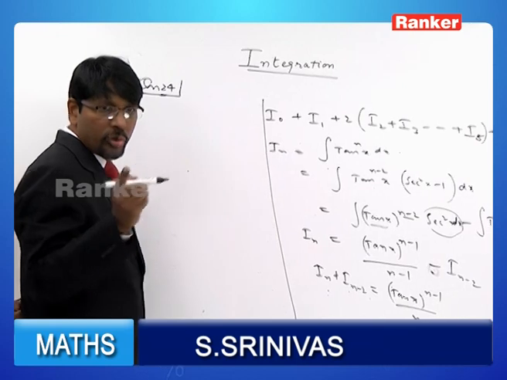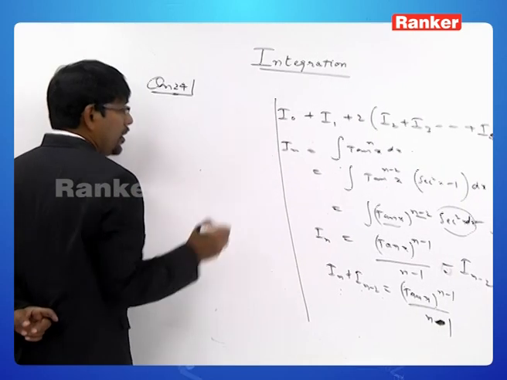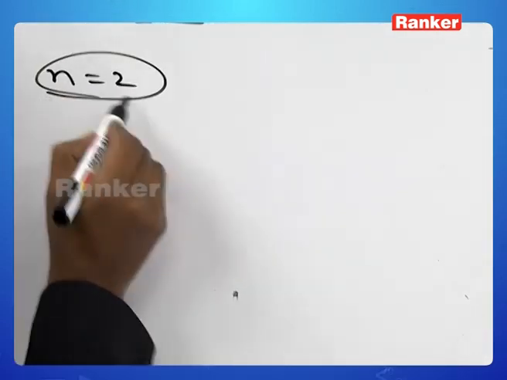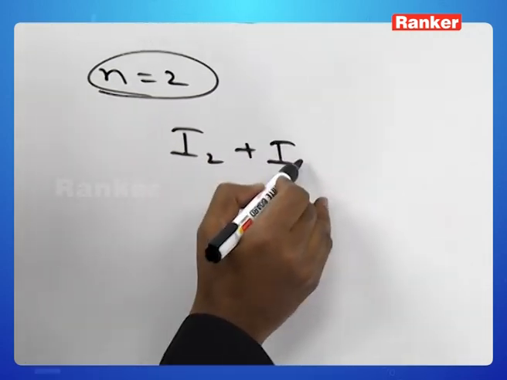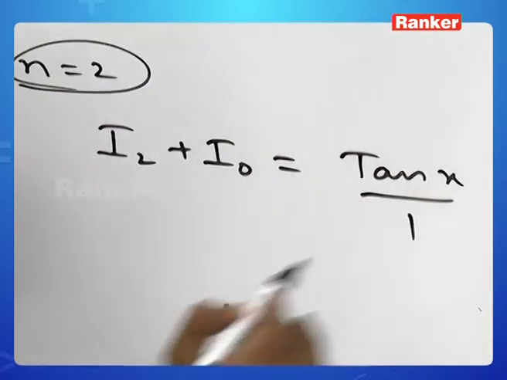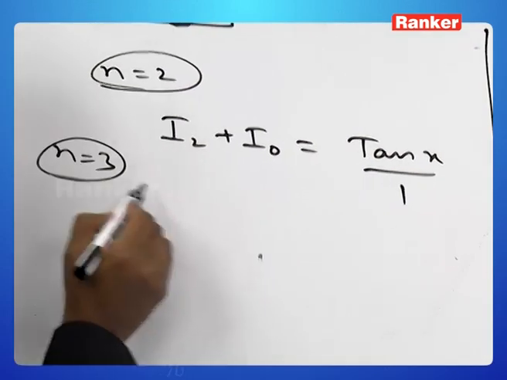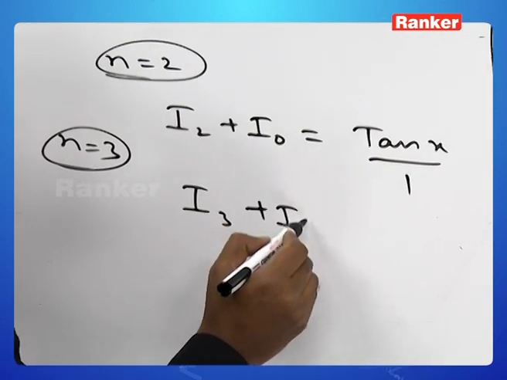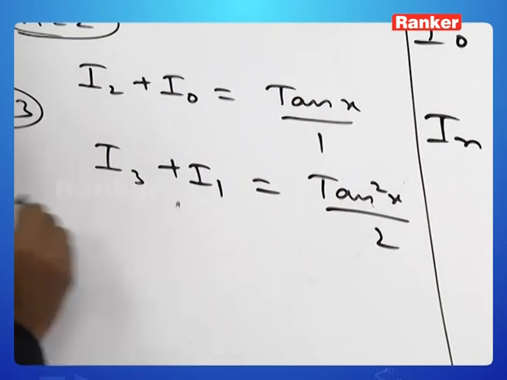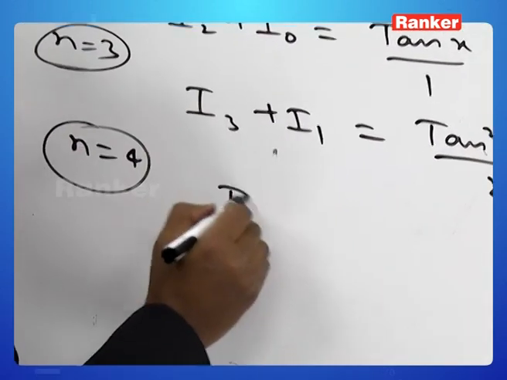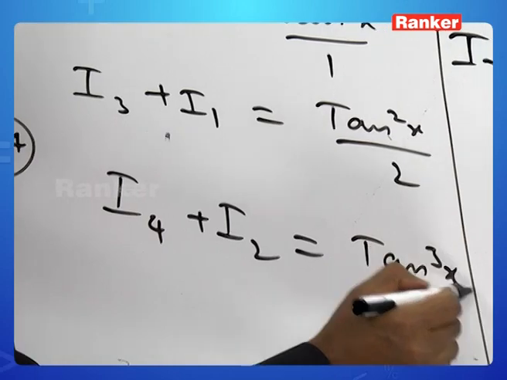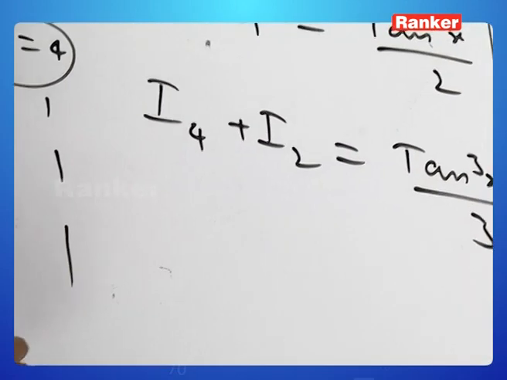Now what we want is I0 plus I1 so on and so forth. So what if I put n equal to 2? Put n equal to 2. We get I2 plus I0 to be equal to tan x by 1. Put n equal to 3. I3 plus I1 will be equal to tan square x by 2. Put n equal to 4. I4 plus I2 will be equal to tan cube x by 3. Keep on going like this, put n equal to 10.